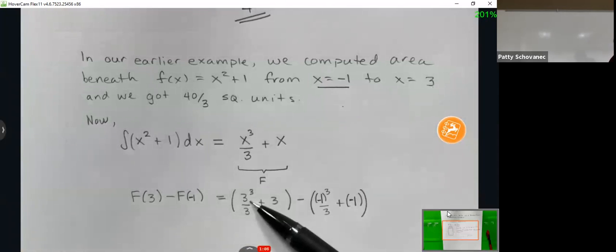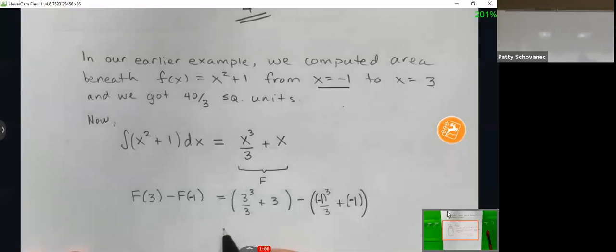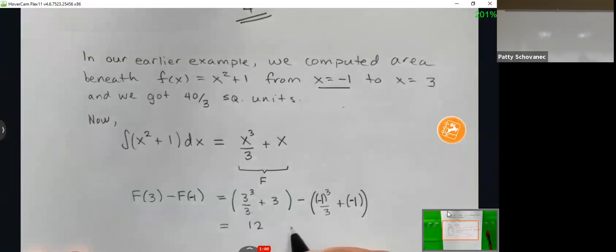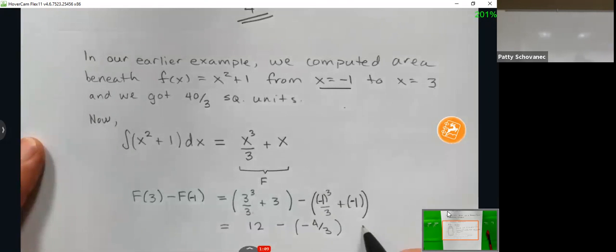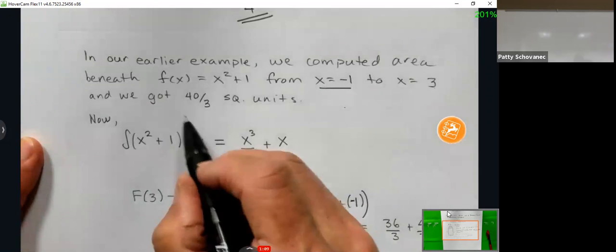All right, 3 cubed is 27. 27 divided by 3 is 9. 9 plus 3 is 12. Negative 1 cubed is a negative 1. So I have a negative 1/3 plus a negative 1, which is a negative 4/3. So I need to add 12 with 4/3. 12 is the same as 36/3. And so I get 40 over 3 yet again.